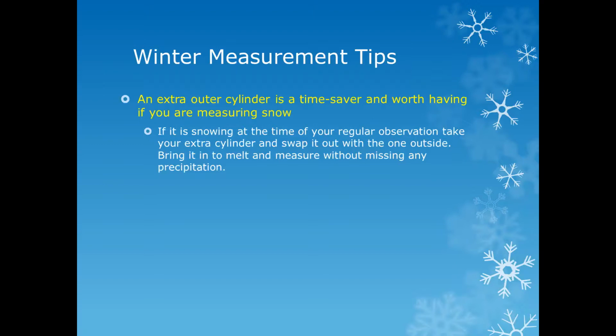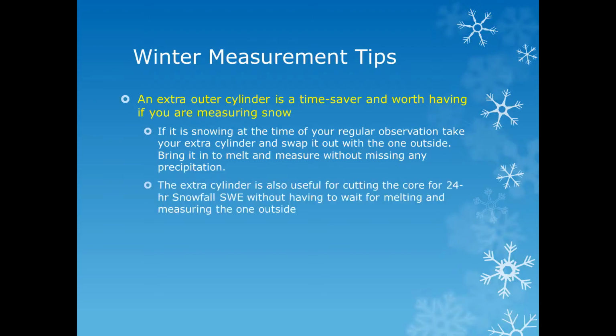You go outside, you swap your gauge, come back inside where it's warm and nice, and take care of the rest of the observation. It's also nice for cutting a core for your SWE. Let's say the snow has stopped and you're not worried about missing anything, but you can bring your extra cylinder out there and cut your core, bring in your gauge and your core, and then do the melting and measuring once you're inside.